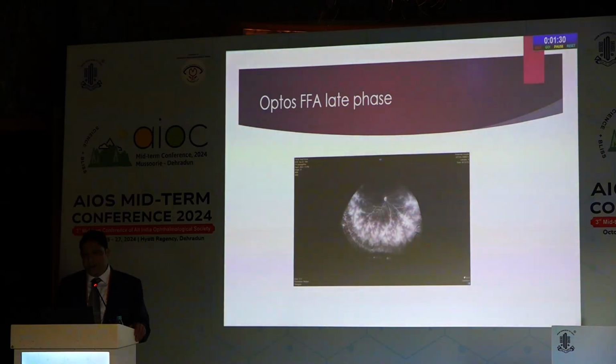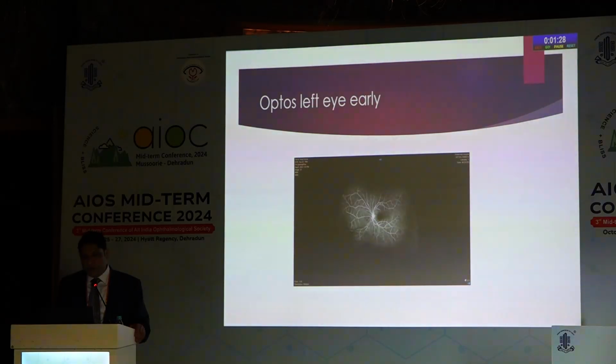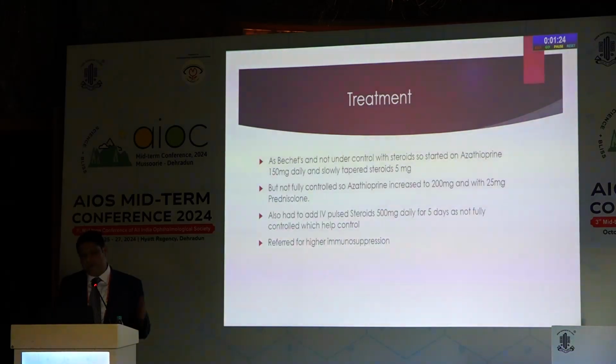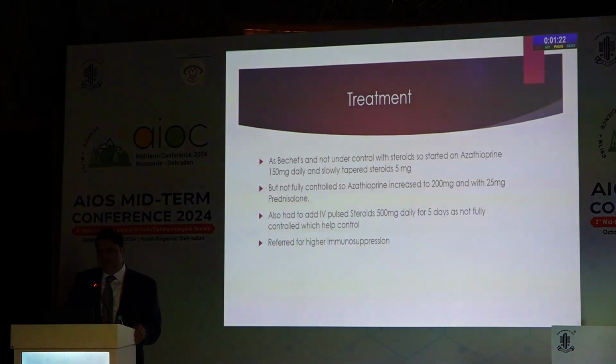You can still see a lot of inflammation, and that's an Optos fluorescein angiogram. Then we referred her, and we started azathioprine also. As you increase the dose of therapy, you reduce the dose of steroid so that you come to long-term immunosuppression. But in between, she had a flare-up, so we gave her a pulse steroid, 500 milligrams for 5 days, to help us control the disease.